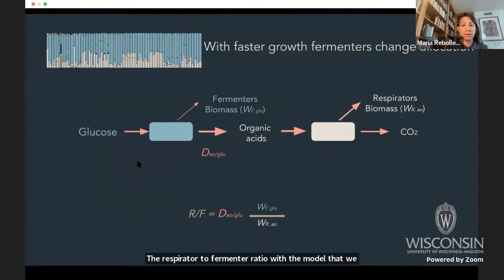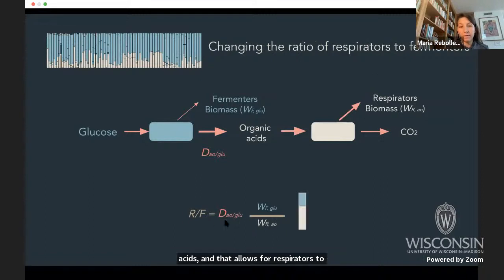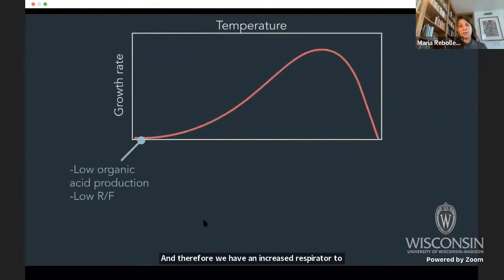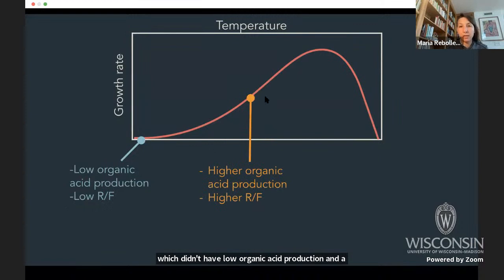Our idea was that with increasing temperature, fermenters are growing faster but more inefficiently. They're producing less biomass per molecule of glucose because more of the carbon is going to organic acids. And that allows respirators to consume those organic acids, and therefore we have an increased respirator to fermenter ratio. That was the prediction. So, very quickly, when we have low growth rate, we should have low organic acid production and a low respirator to fermenter ratio. And as growth increases, you should have more organic acid production and a higher respirator to fermenter ratio.